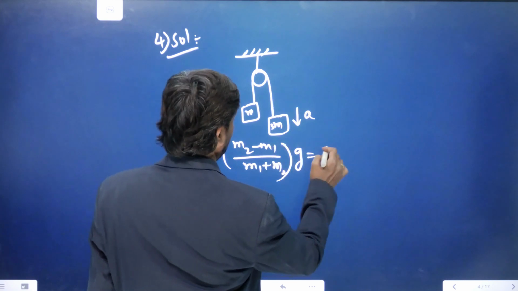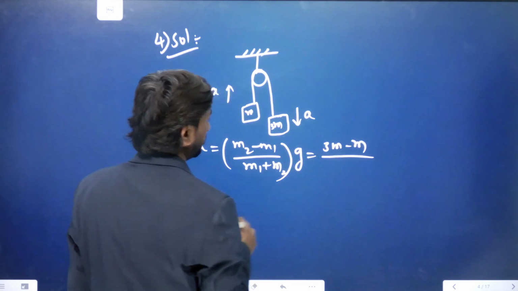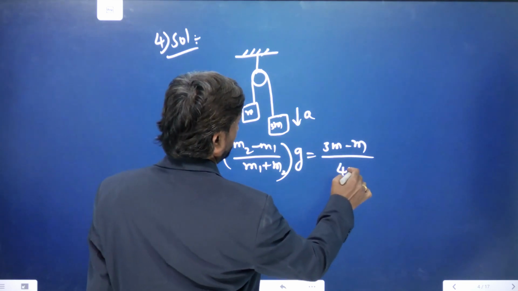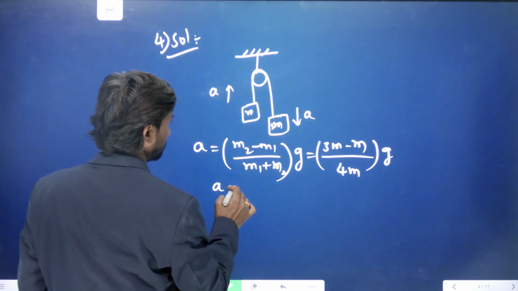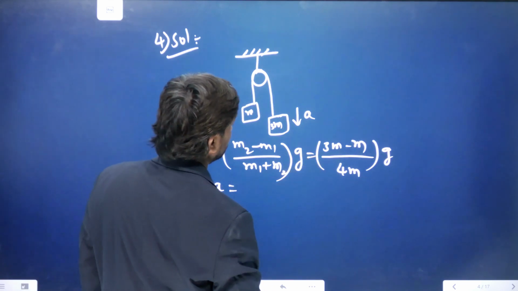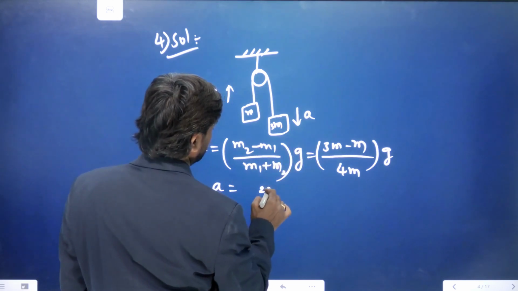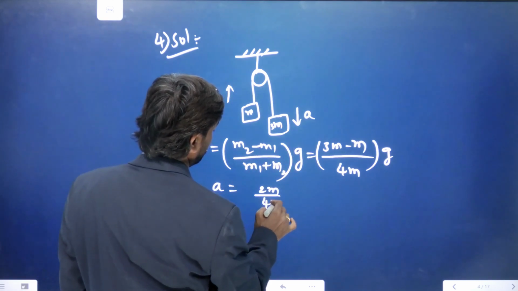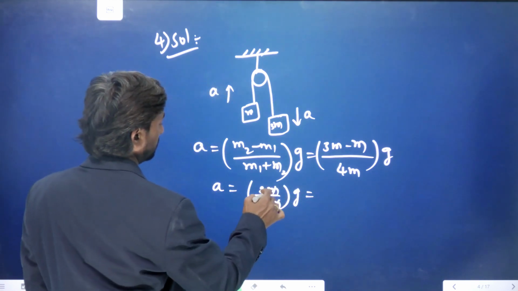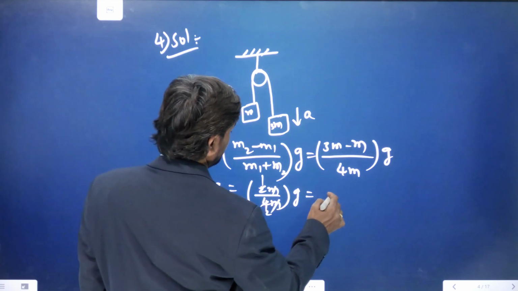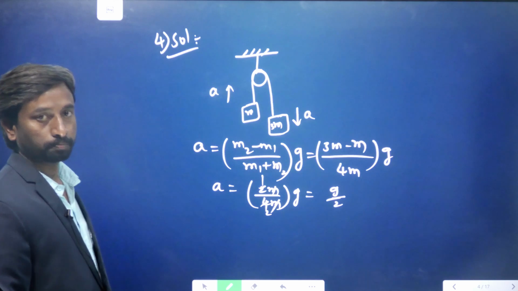So here we can write m2 is 3m, minus m, divided by 3m plus m, which gives 4m, into g. So a is equal to how much here? a is equal to 2m by 4m into g. The m will cancel, and 2 ones are 2, 2 twos are 4. So we will get g by 2.